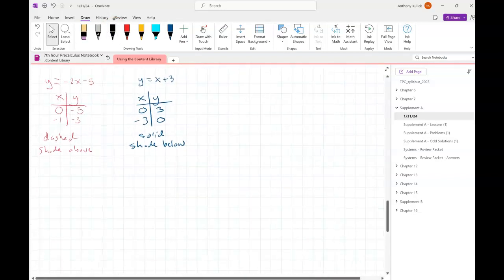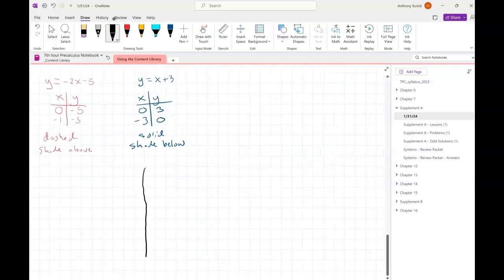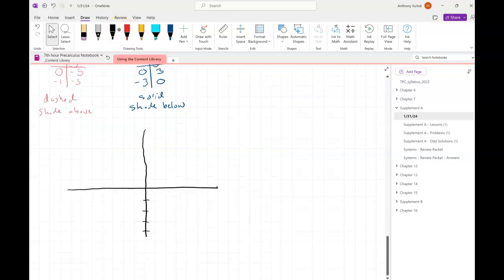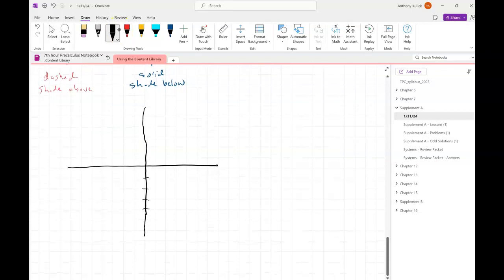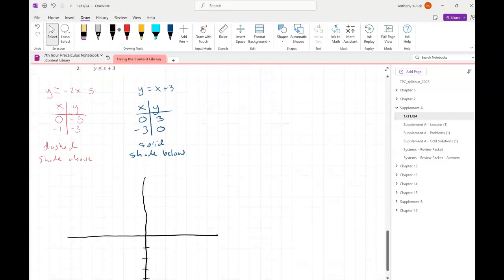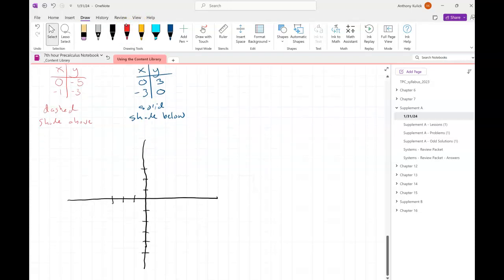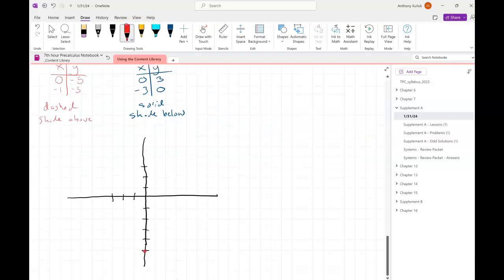Okay, let's draw our lines here. So 1, 2, 3, 4, 5, 1, 2, 3, 1, 2, 3. Okay, so 0, -5. And then -1, -3.